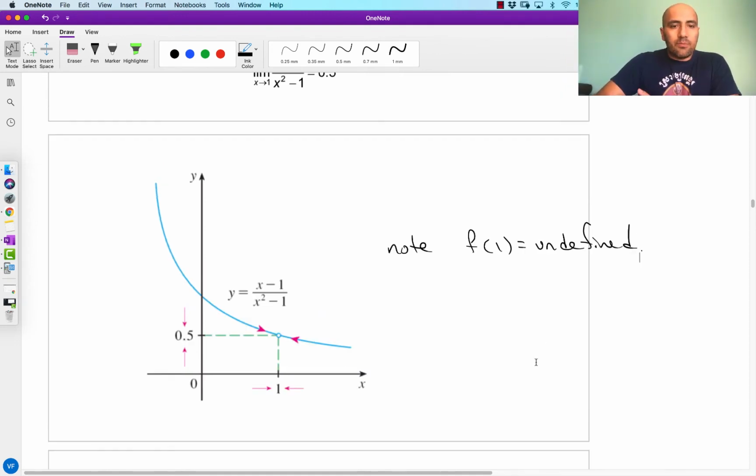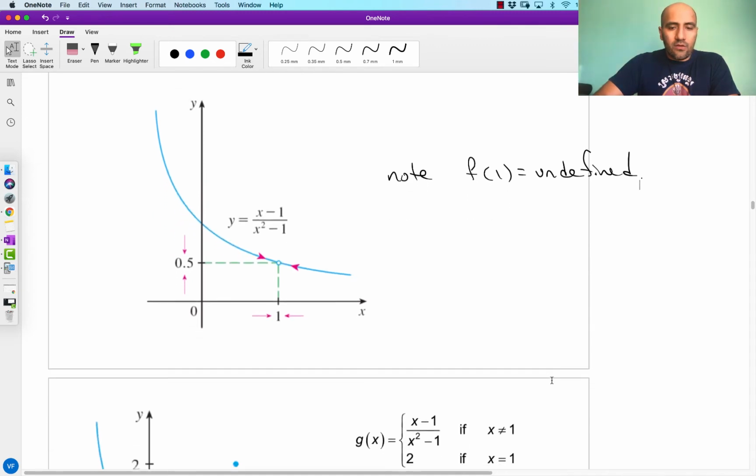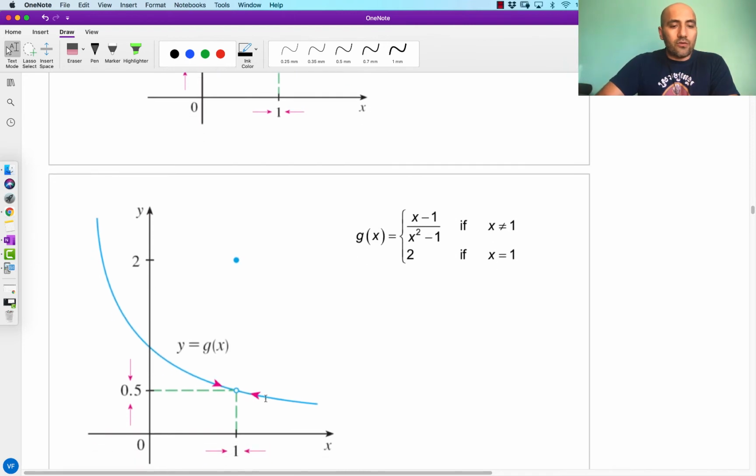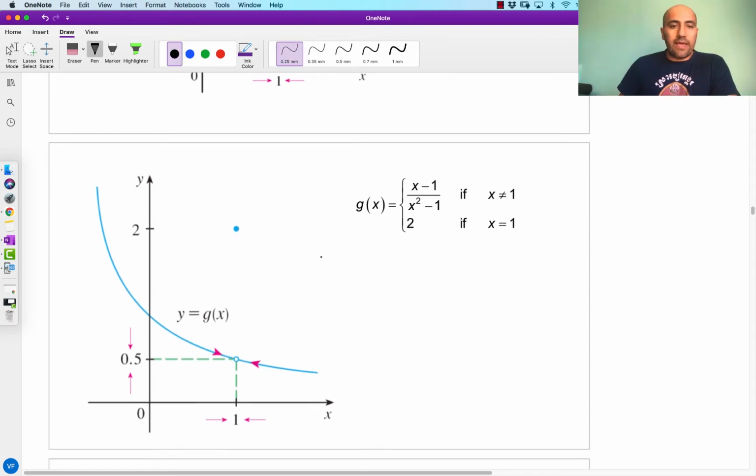In fact, if we manipulate this same question just a little bit and redefine it this way, let g of x be a function defined by this same equation for all input values other than 1, and separately we define that whenever x equals 1, its value is equal to 2, then we'd end up with a graph that looks almost identical, except we'd have a little dot there. When the input is 1, the output is 2, so we have a value there, but the limit stays the same. The limit as x approaches 1 of g of x is still going to be equal to 0.5.